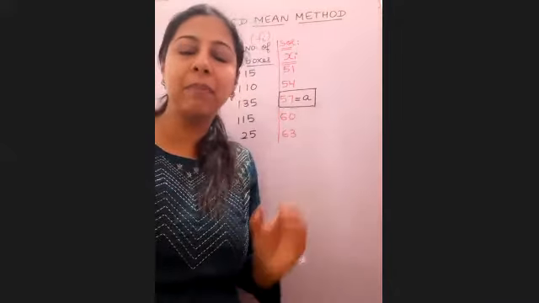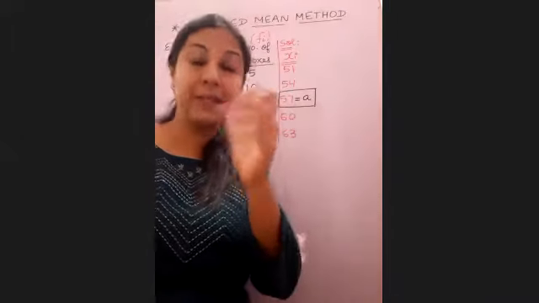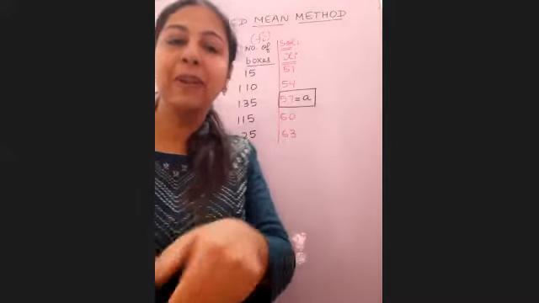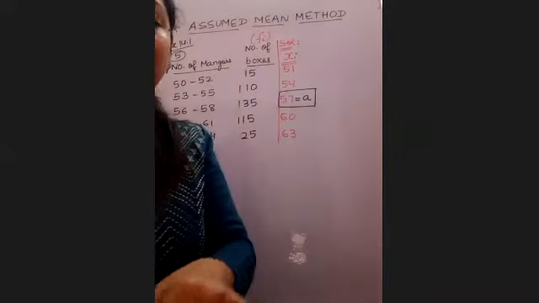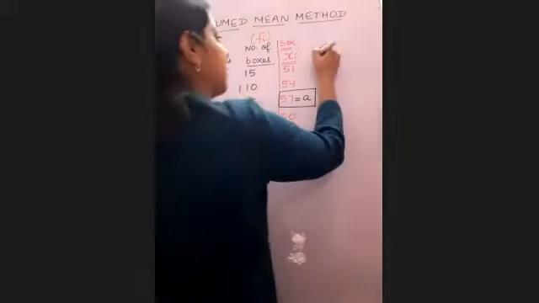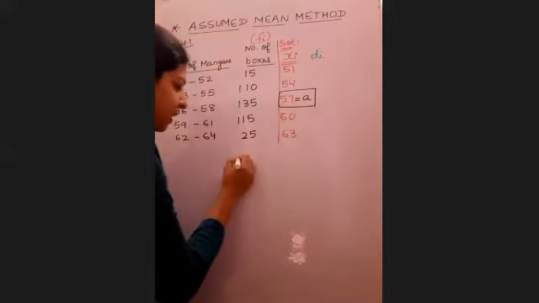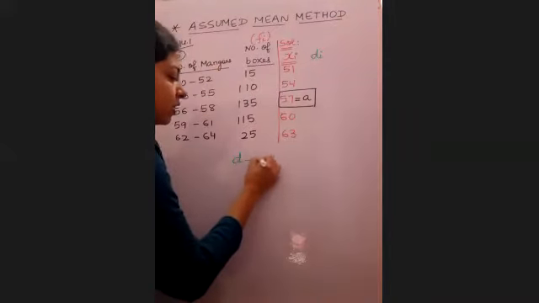So what is the number that represents this situation? No profit, no loss. Zero. Very, very good. So I am going to introduce here the next column, which is represented by di. Now here d is for deviation.